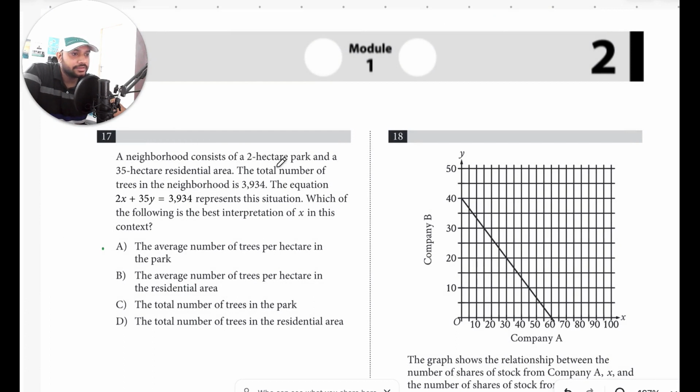Question 17. A neighborhood consists of a 2-hectare park and a 35-hectare residential area. The total number of trees in the neighborhood is 3934. The equation 2x + 35y = 3934 represents this situation. Which of the following is the best interpretation of x in this context? So 2x, that means x is multiplying with the park area, y is getting multiplied with the residential area. These are the number of trees per hectare in the park and residential area respectively. X is the average number of trees per hectare in the park.